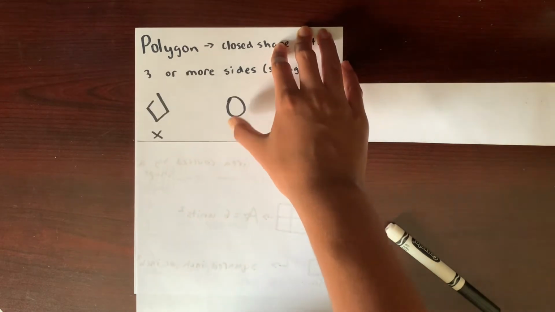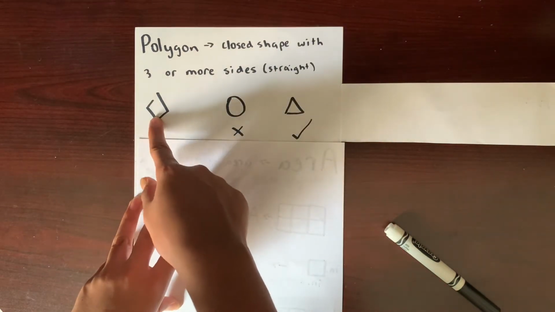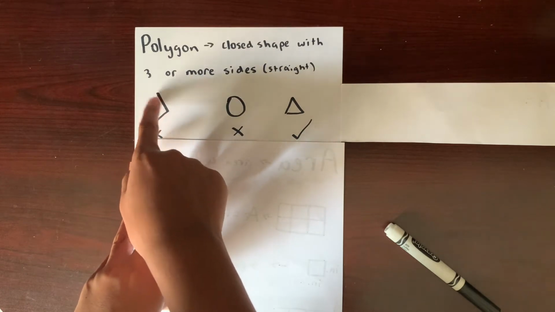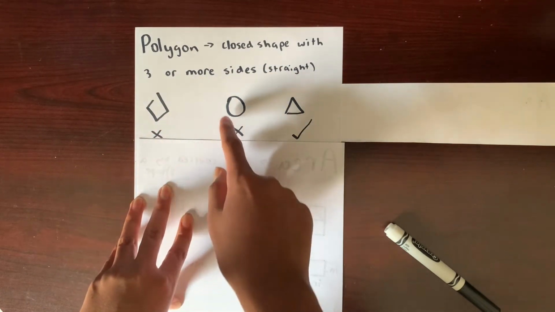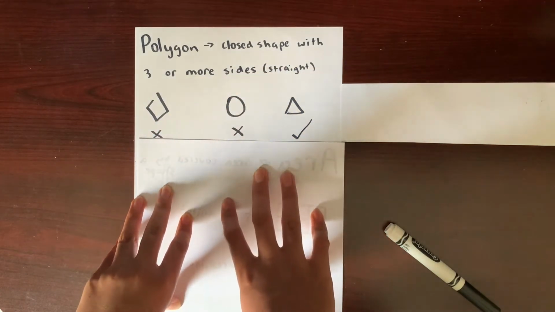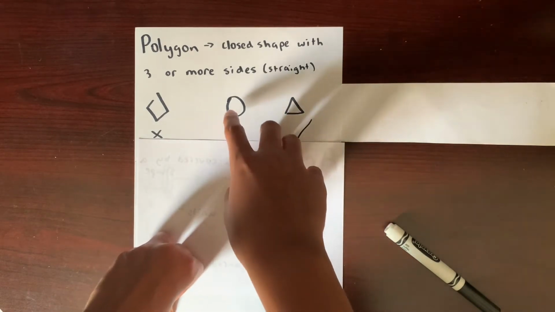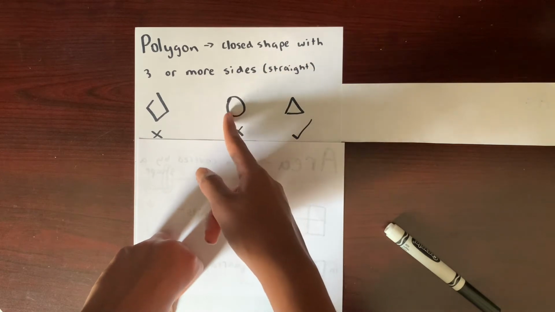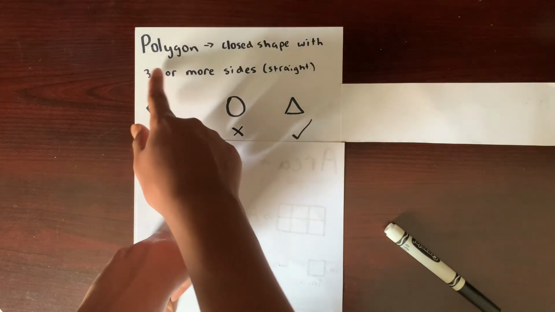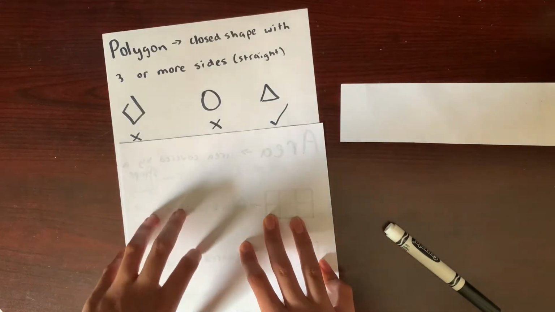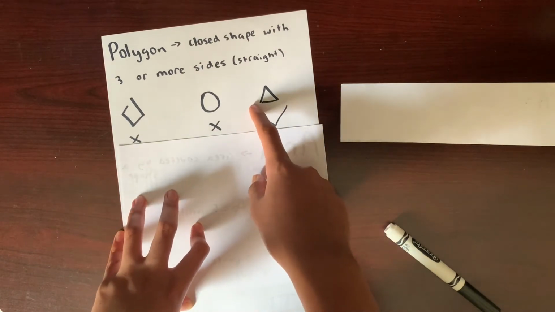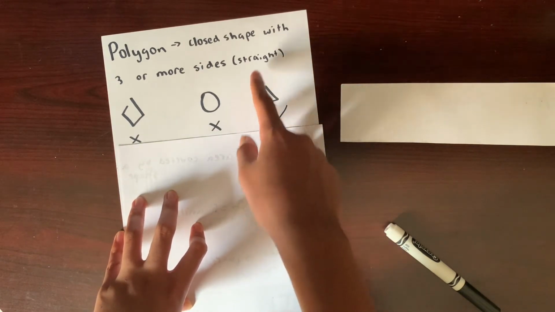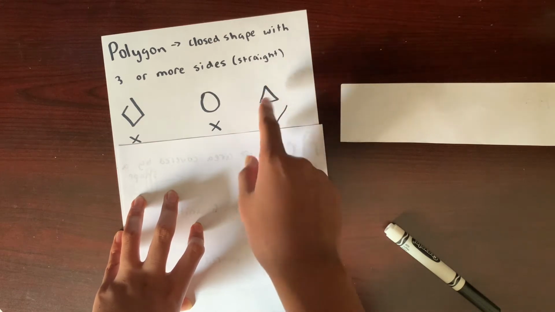So for example, this would not be considered a polygon because it's open here, so it's not a closed shape. This, which is a circle, would not be considered a polygon either because it doesn't have any straight sides. These are curved. And also it technically just has one side, which, as you can see, doesn't work because a polygon has to have 3 or more sides. This, which is a triangle, is a polygon because it's a closed shape and it has 3 or more straight sides.